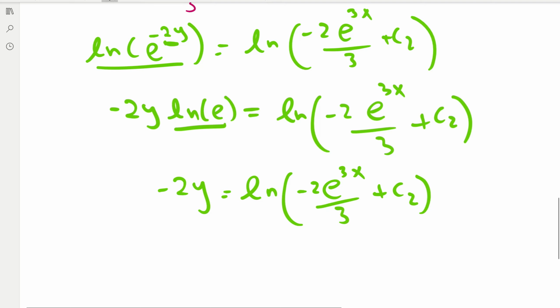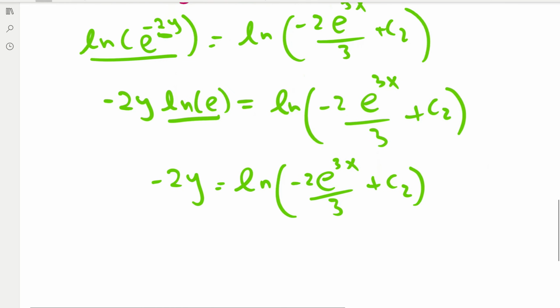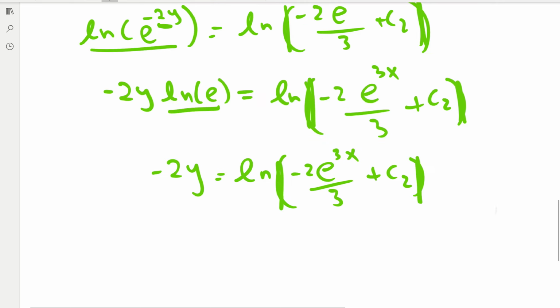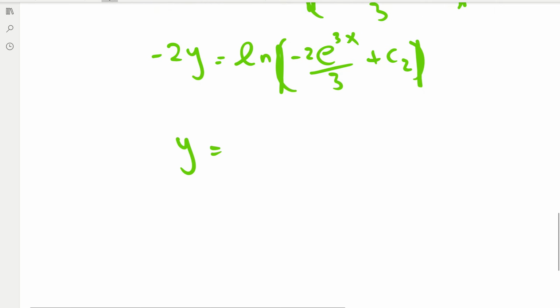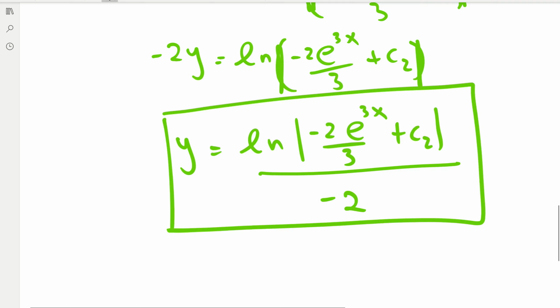And to find the explicit solution for y, you need to divide by negative 2. Okay, so here we need to take the absolute value because we don't know whether it's positive or negative. Okay, so let's write the absolute value. I forgot about that. Sorry about that. So y is actually natural log absolute value negative 2 e to the 3x over 3 plus c2, divided by negative 2. So that's the explicit solution.